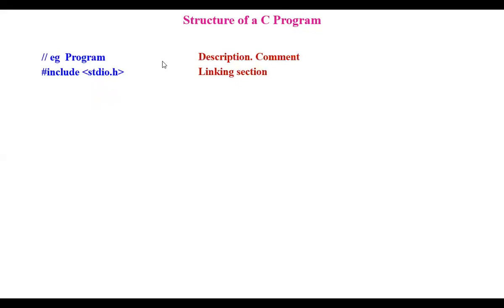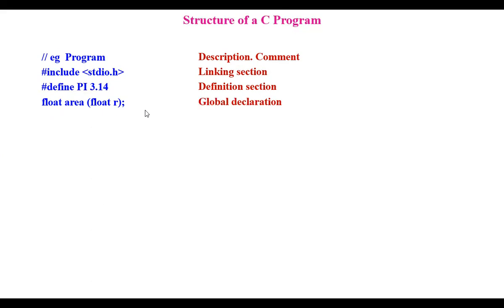In the starting, we have a documentation section where we made a comment. Here, I am going to include this file. This is the linking section. Then the global declaration. I'm defining a pi value, so this is the definition section. Next come the variables. Suppose a float. Float means a number with decimal places. So I have declared this float area and others in the global declaration section.